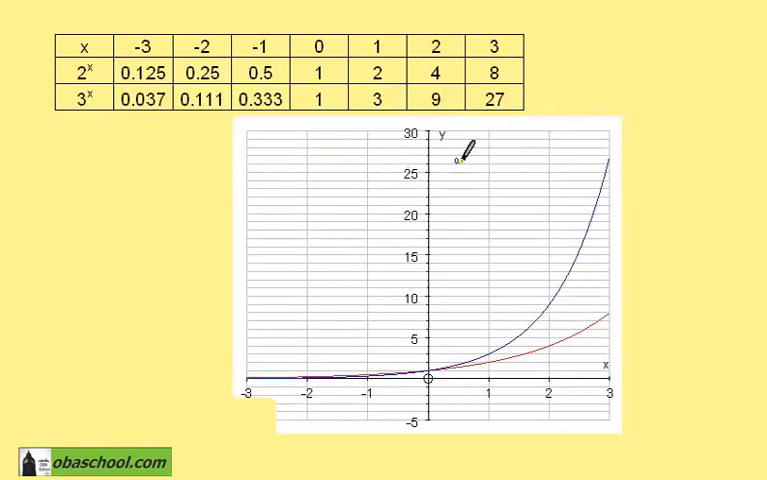Here we have the two graphs. The blue one is y equals 3 to the x, and the red one, y equals 2 to the x. Note how they do cross the y-axis at 1, so the curves cross at this point. To the right of the y-axis, 3 to the x is above 2 to the x, and although less clear, we should see to the left of the axis that the blue is below the red.